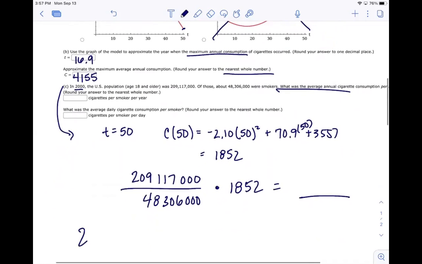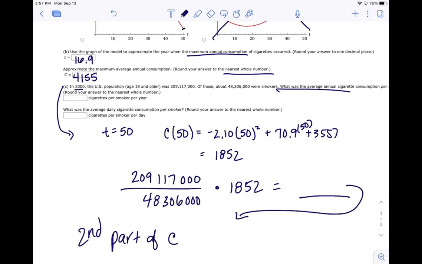To get the second part of C, you have to take the answer that you just found, whatever is here, and divide by 365 because you're going from annual to daily.